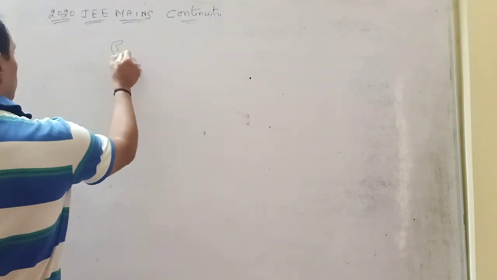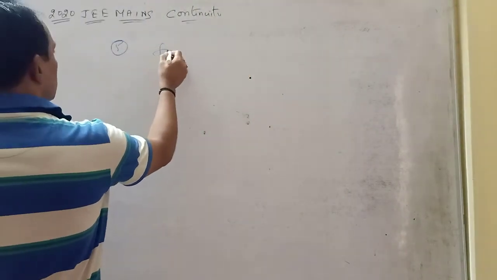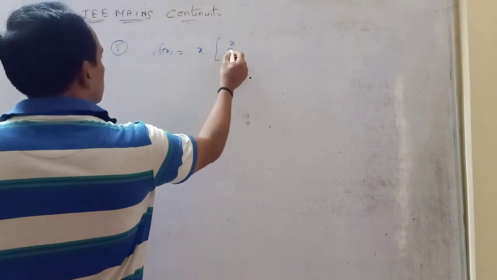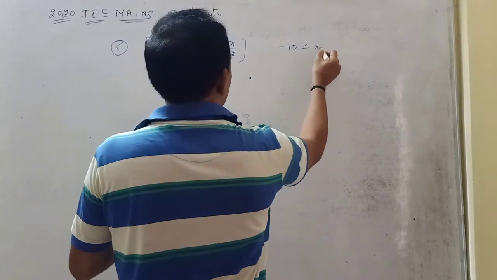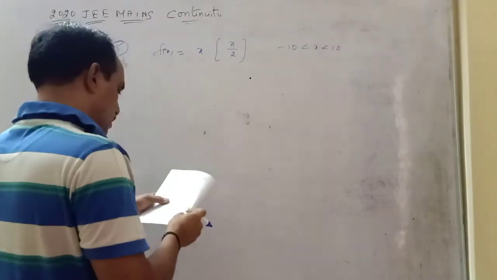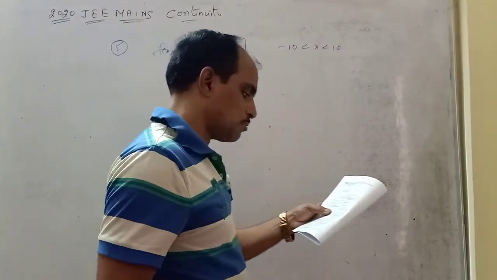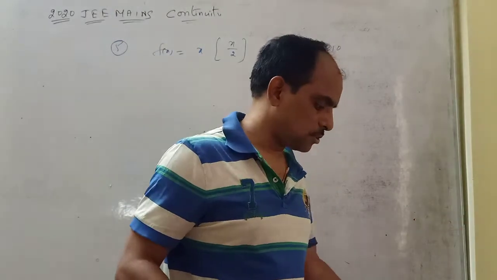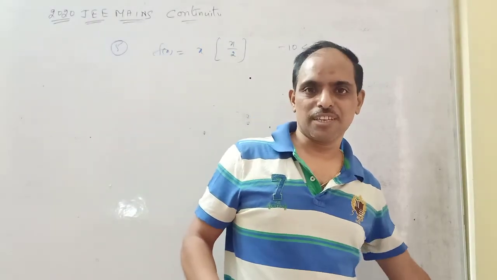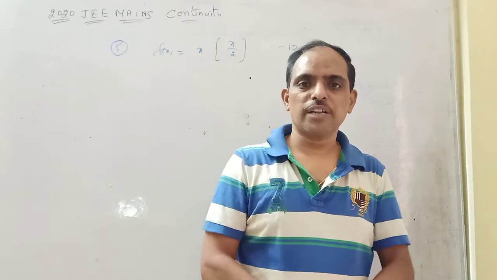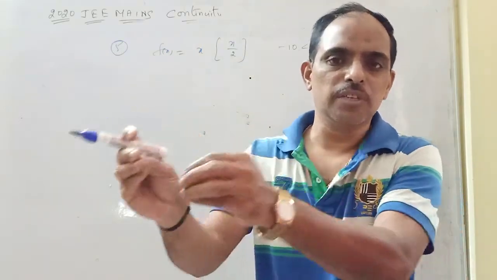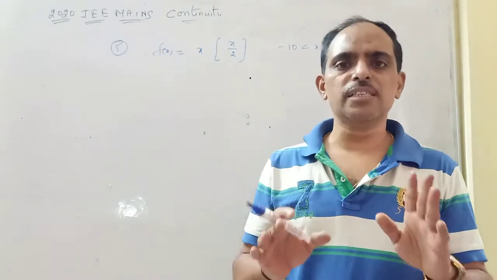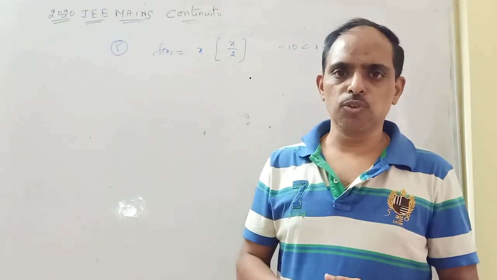5th question. f(x) = x times step(x/2) for -10 < x < 10, where step denotes the greatest integer function. Then the number of points of discontinuity is equal to? I told you many times, whenever a step function is given, it is always discontinuous at all x equal to integers. Except at integers only, it is continuous. I think you have to know this very well.